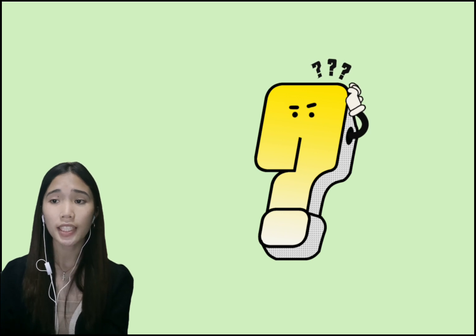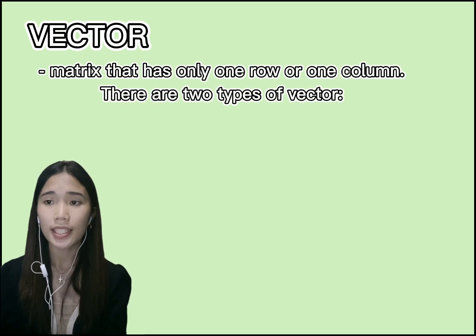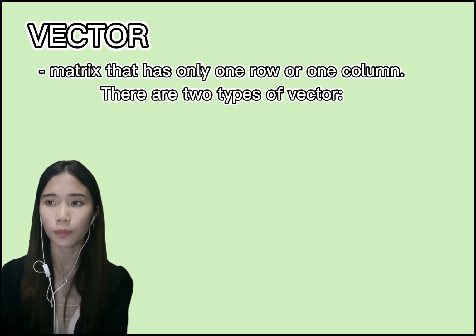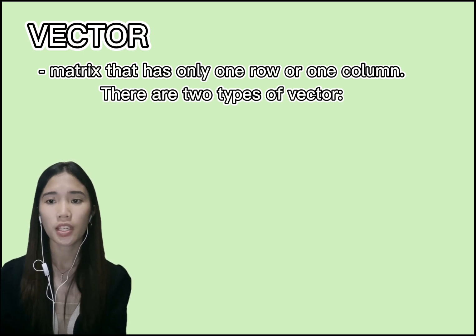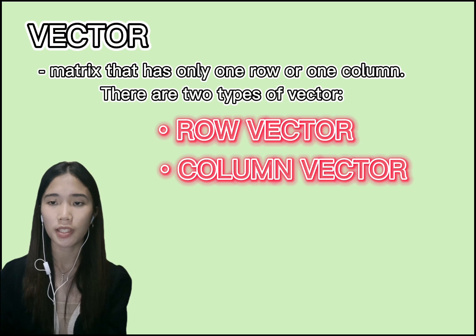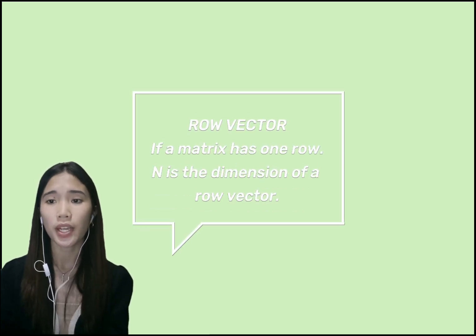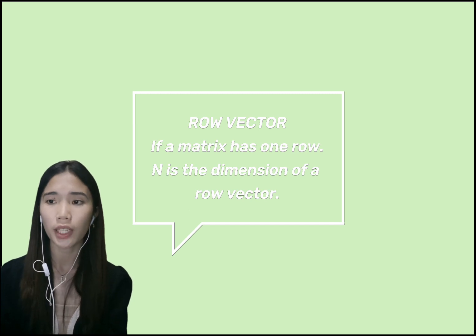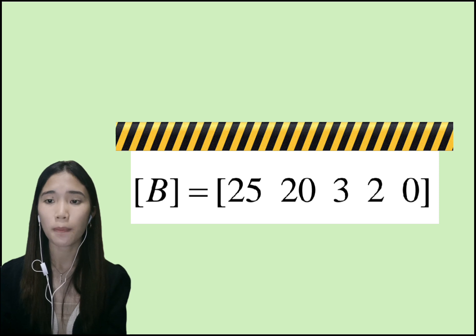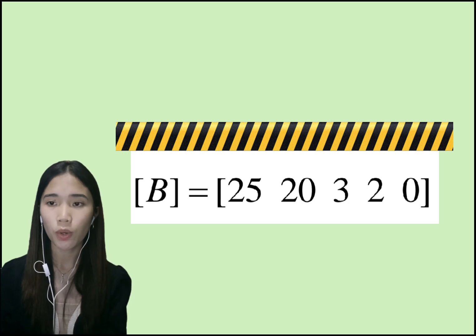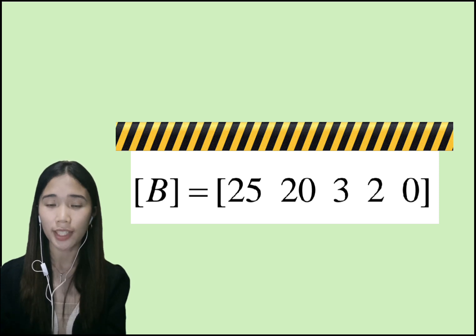So what are the special types of matrices? The first one is the vector. A vector is a matrix that has only one row or one column. There are 2 types of vectors, which are the row vectors and column vectors. For row vector, if a matrix has one row, it is called a row vector, and n is denoted as the dimension of the row vector. Here in the illustration, which is the matrix B, it has the elements 25, 20, 3, 2, and 0. So this is an example of a row vector and its dimension is 5.